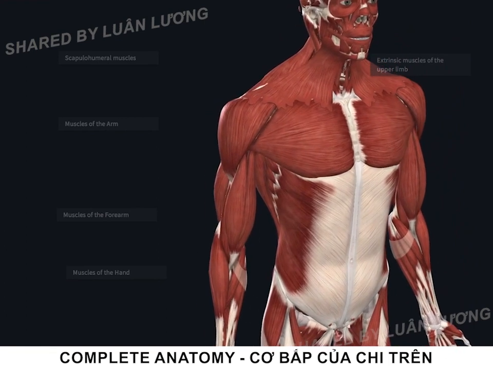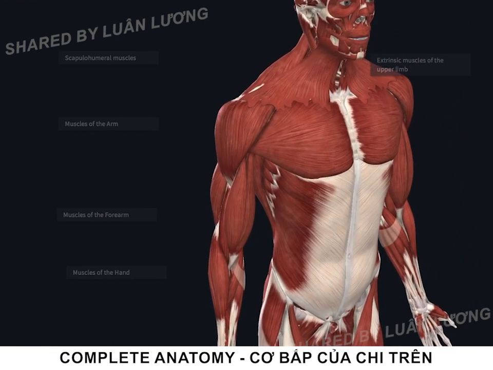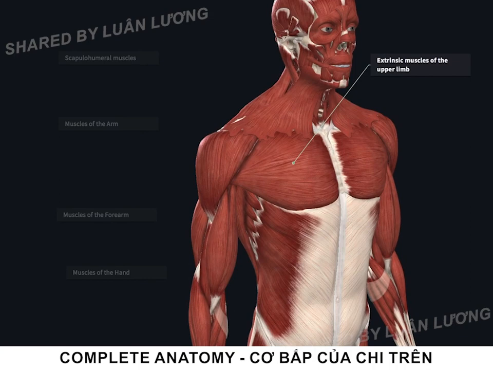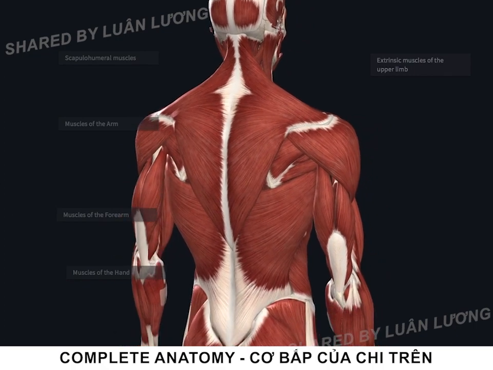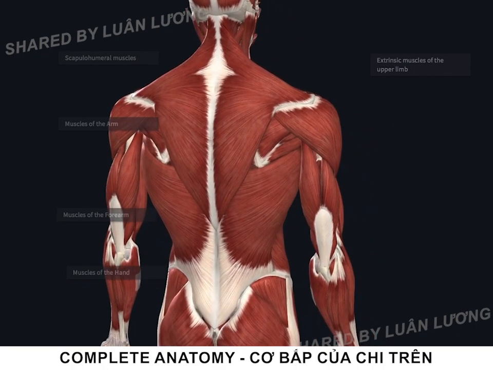Another group is still going to affect movement of the upper limb, but they will begin outside of this area, and then they're going to insert or end within this region of the body. And these are known as extrinsic muscles of the upper limb. So some of the large dynamic movers of this region or appendage are going to be considered extrinsic muscles.